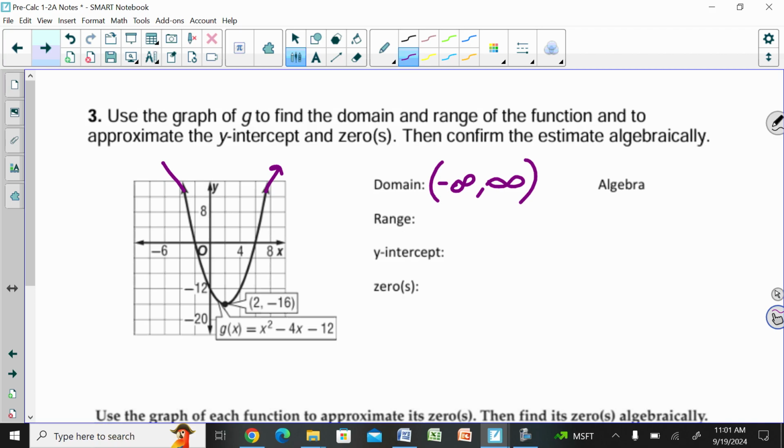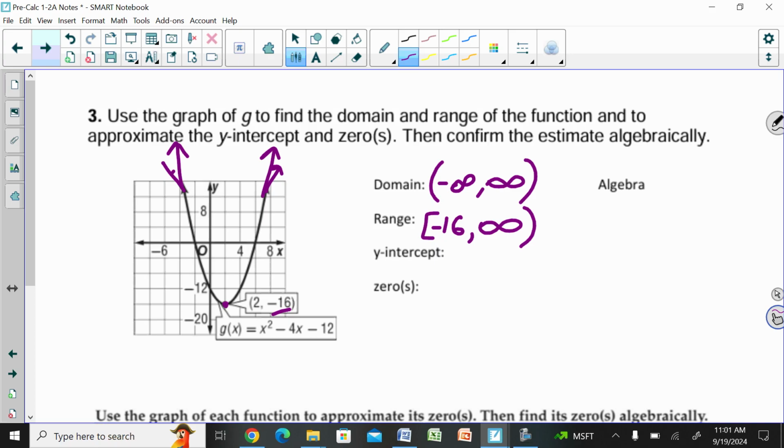For the range, we see what's the lowest point here? The minimum value there looks like negative 16. And it's included, so that would be my low part of the range, my minimum part of the range. And then these extend on forever and ever upward. So my y is going to include all of infinity that way.